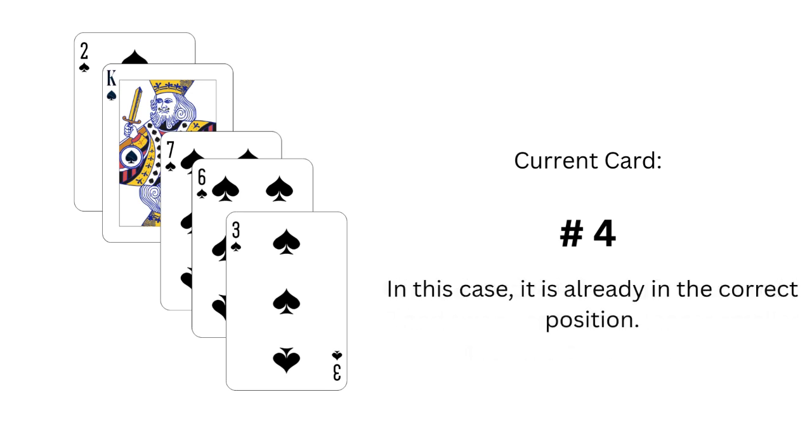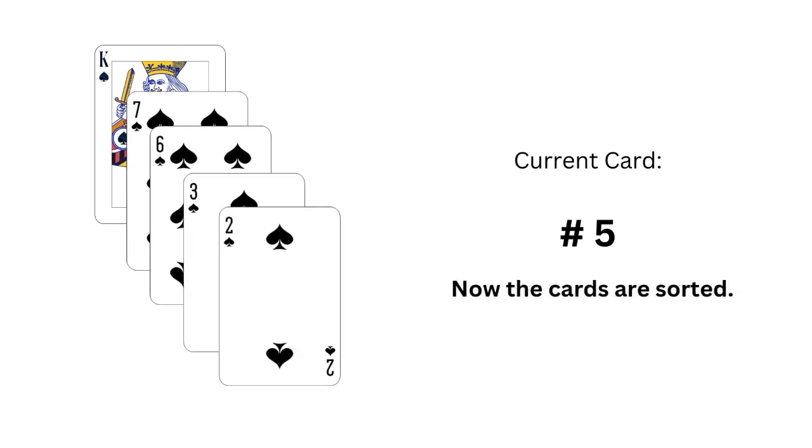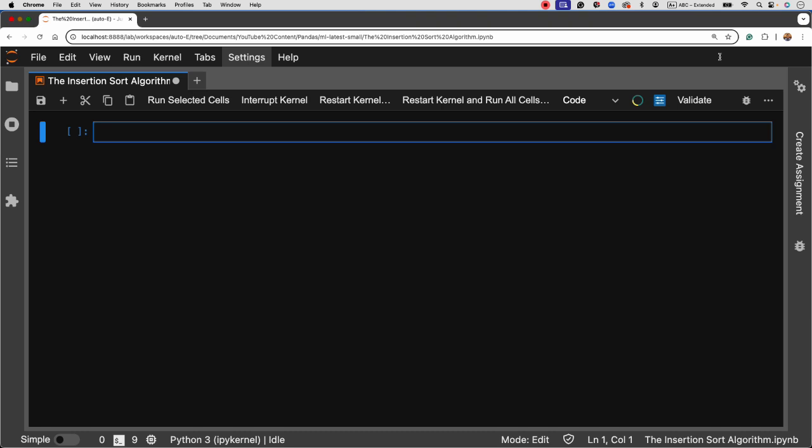Because king is greater than 7, it is already in the correct position. After this, we move on to the next card, and we determine that the last card, or card number 5, is less than the king, and therefore they swap position. This continues on until the card in question, which is the 2 of spades, is no longer less than the cards before it. Now that we know the intuition behind the insertion sort, let's start to code this.